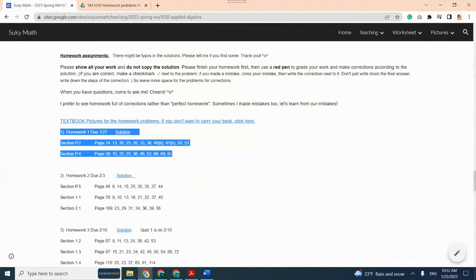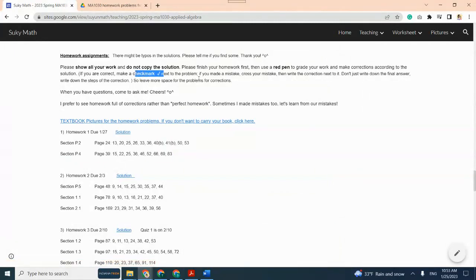You upload your homework in Blackboard. First use pencil to finish it, and then once you click the solution, use red pen. If you're correct on the problem, put a check mark next to that problem. If you have a mistake, cross your mistake and write down the correction next to it. Thank you so much.